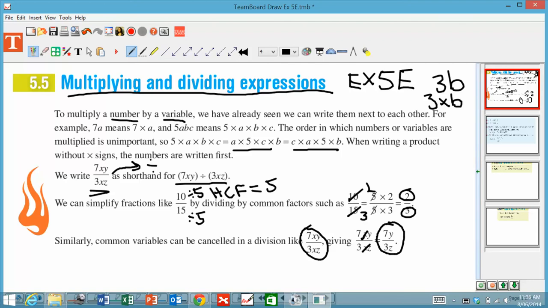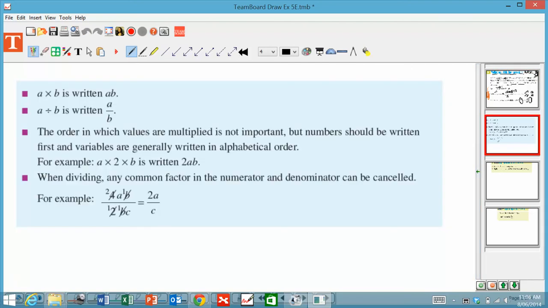Okay, so a few notes. A times b is written as AB. A divided by b is written like a fraction, A over b. Okay, the order in which values are multiplied or divided is very different. You can't put the b on top here. Whatever is doing the dividing has to go on the bottom. The one being divided has to go on top.